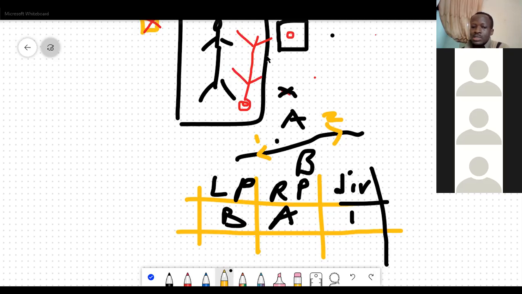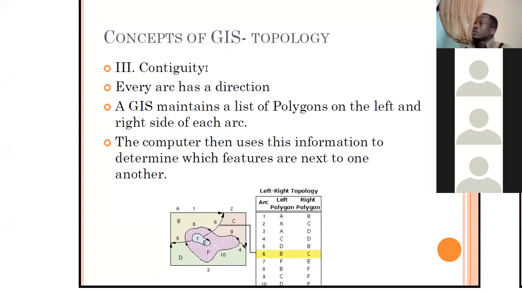That concept is called contiguity. It says that every arc has a direction, and the GIS maintains a list of polygons on the left and the right side of the arc. The computer then uses this information to determine which features are next to one another. Are you okay? All right.